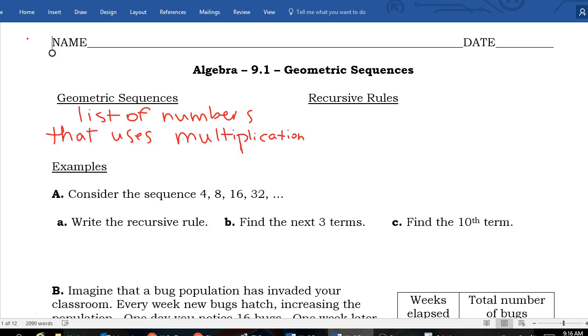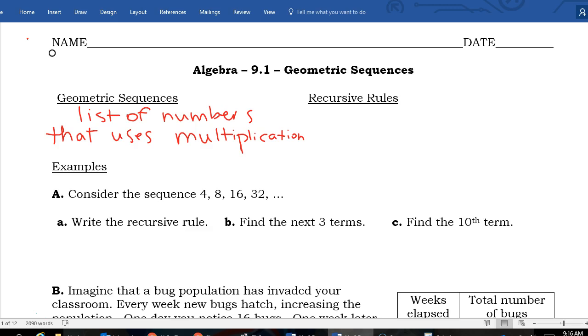So the easiest example is doubling, which is kind of close to example A: 2, 4, 8, 16, 32, 64, 128, and so on. I'm doubling those numbers every time. I'm multiplying by 2 every time.